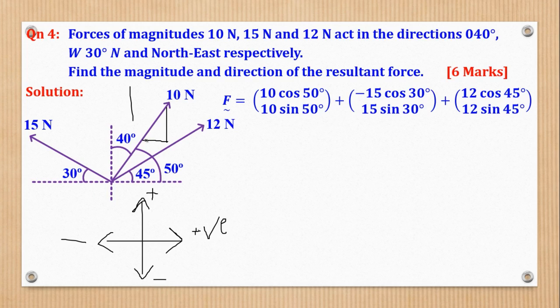So if you look at this 10, horizontal is to the right, which is positive, vertical is upward, which is positive. But when it comes to 15, horizontal is to the left, which is negative, and vertical is upward, which is positive. That's why you see a negative, positive. For 12, horizontal is to the right, which is positive, and vertical is upwards, which is also positive. So that's why you see plus plus here. So to get the signs, always remember to use this cross.